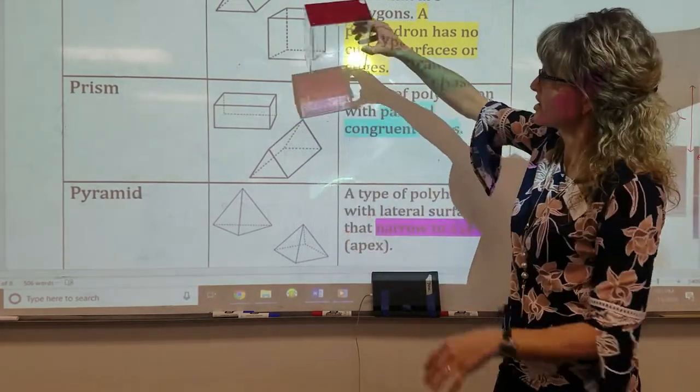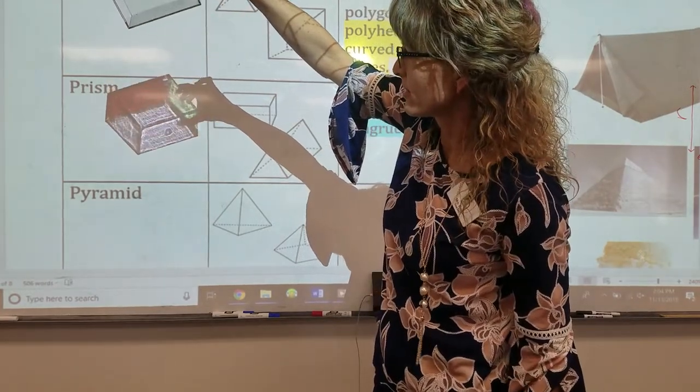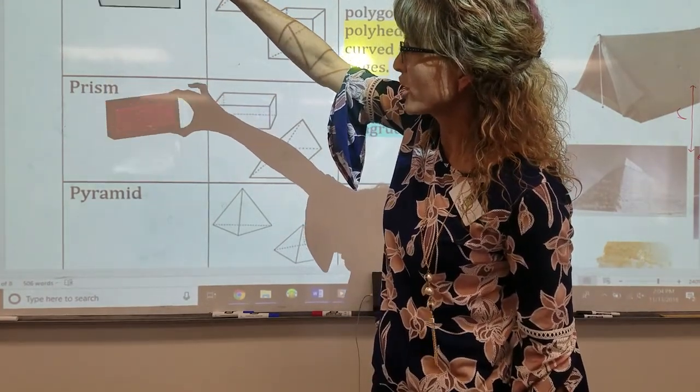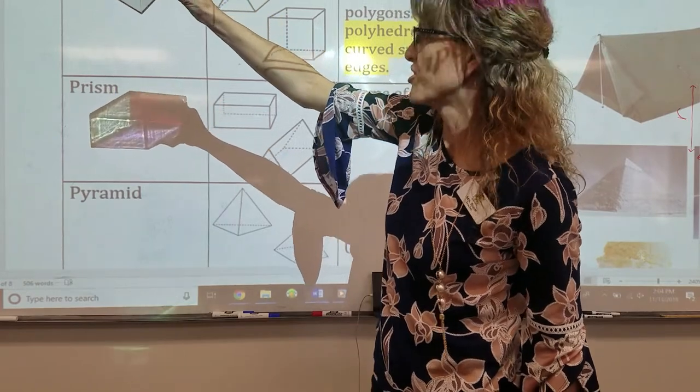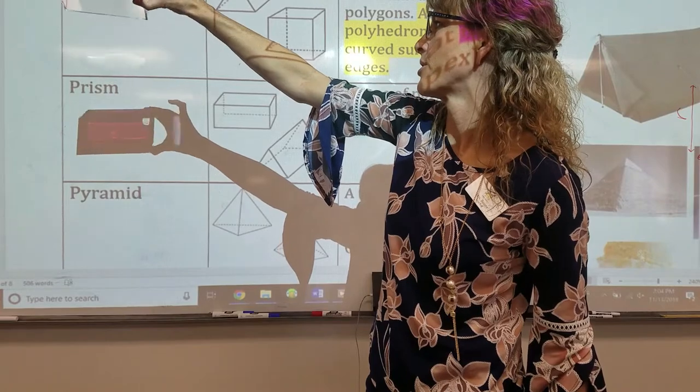Look at the reflection in the... Isn't that cool? We're going to learn how to draw shapes with different vantages. Either you might see it like this or like this.